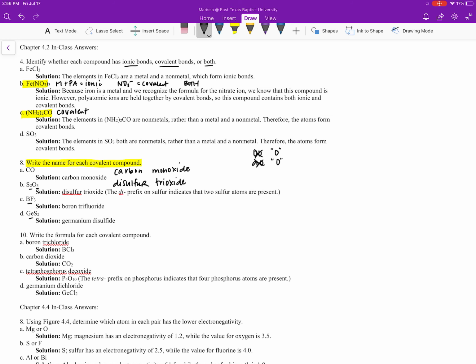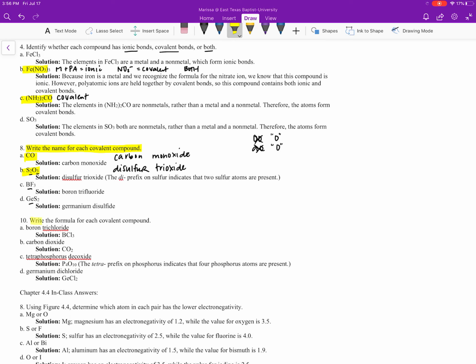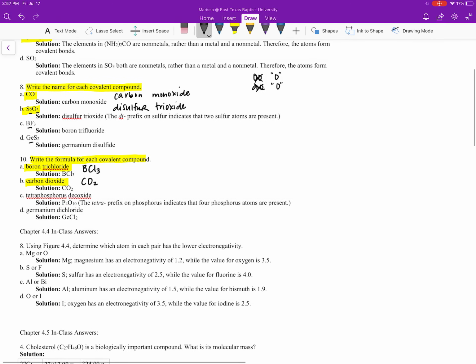And you have two more to practice with. The next one says to take the name and write the covalent compound formula. So I have boron trichloride, which tells me that I have 3 chlorines. The next one is carbon dioxide, CO2. Some people find that it's much easier to take the name and write the formula rather than to generate the name from the formula. And that's okay if you feel that way.